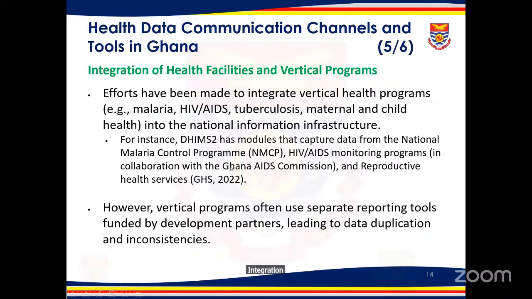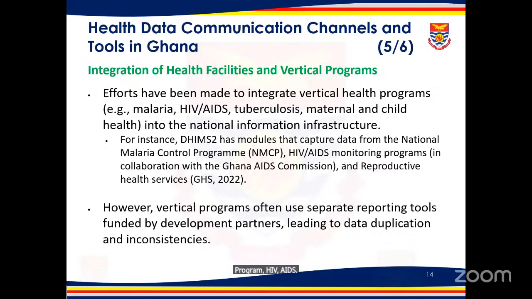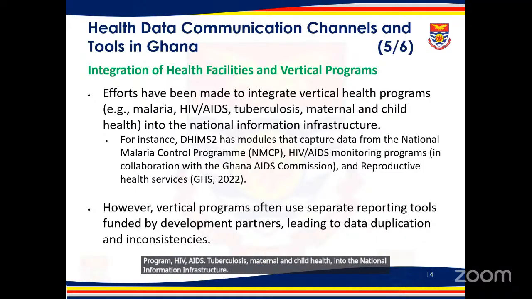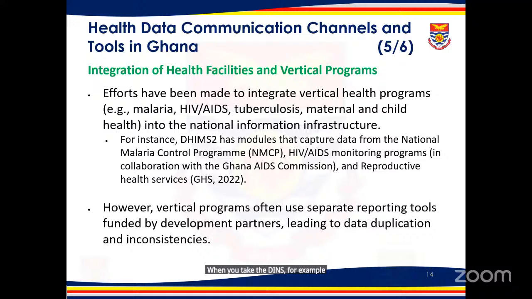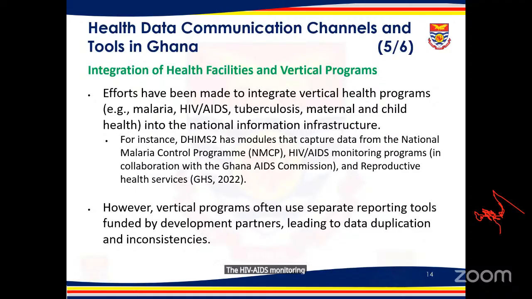Integration of health facilities and vertical programs is very key. We know that efforts have been made to integrate vertical health programs like the malaria program, HIV/AIDS, tuberculosis, and maternal and child health into the national information infrastructure. When you take the DHIMS, for example, it has modules that capture data from the National Malaria Control Program, the HIV/AIDS monitoring programs, and the reproductive health services. So those modules are incorporated into the DHIMS to collect such data.